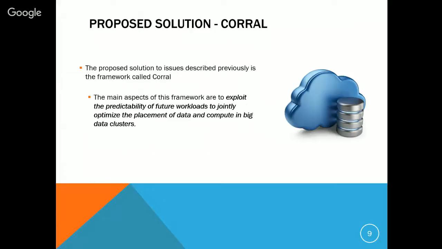So what are the main aspects of the framework? The very first aspect of this framework and its main goal is to exploit the predictability of future workloads to jointly optimize the placement of data and compute in big data clusters. Due to this main aspect, job performance and allocation is much better managed, and job management is much more efficient as well.